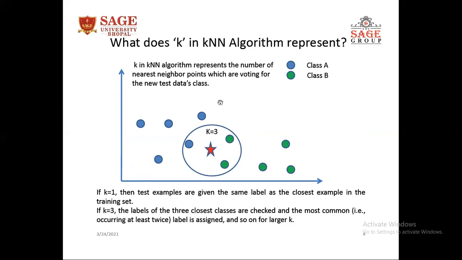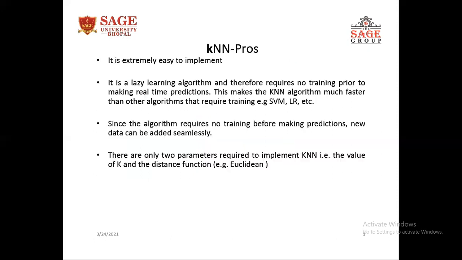Okay. Now another thing is how you will calculate the distance between the test data and the training data points. So you can use the Euclidean distance, you can use the cosine similarity distance, etc.